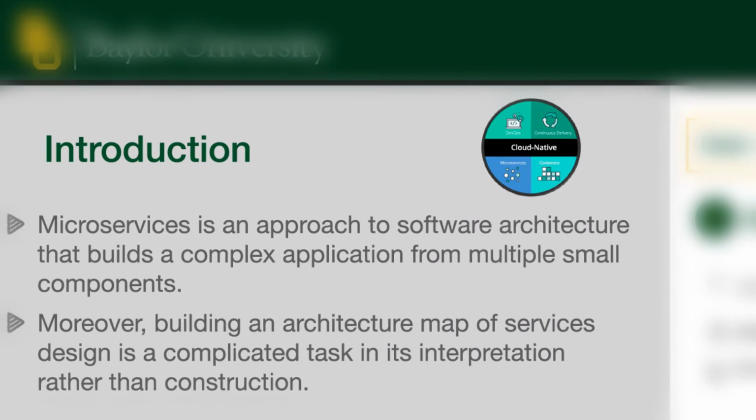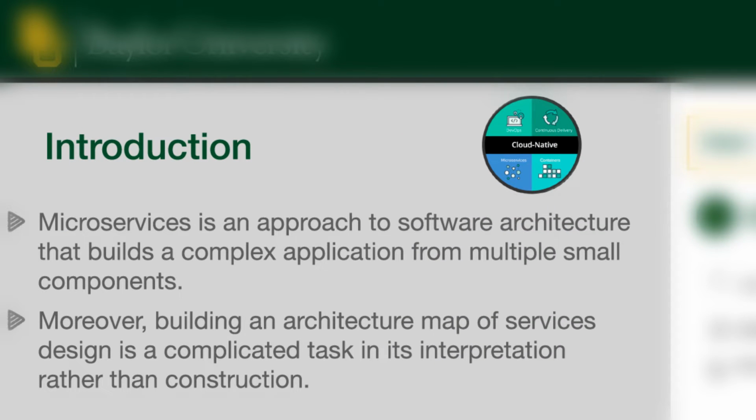So, what are microservices? It's an approach to software architecture that builds a large and complex application from multiple small components. These microservices communicate together through web APIs or messaging queues to send specific events. However, this architecture is challenging, specifically for systems that provide a large number of services. So addressing the challenges requires considering both static and dynamic analysis.